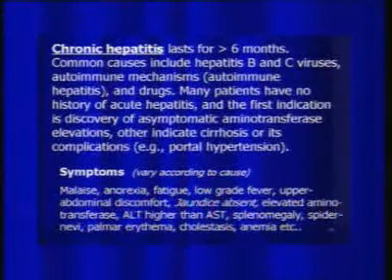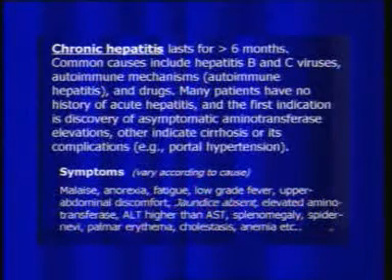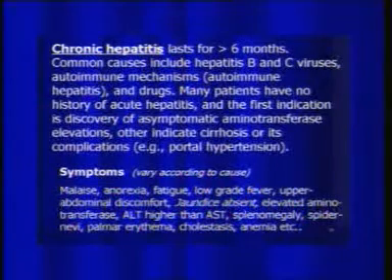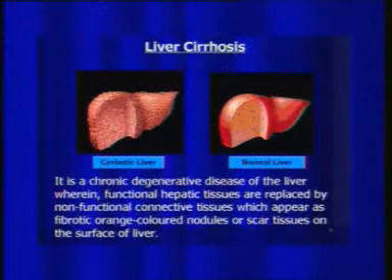Jaundice may generally be absent. There is elevated aminotransferase. ALT is generally found to be higher than AST. Splenomegaly, spider nevus, palmar erythema, cholestasis and anemia may be found in certain chronic hepatitis. Now the next most common one, and a little difficult to handle for a nutritionist, is liver cirrhosis.